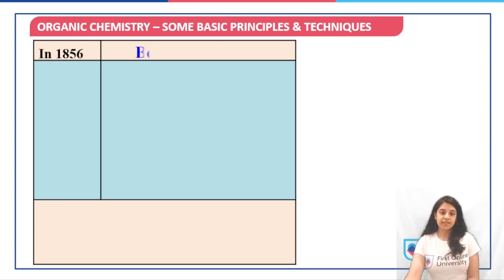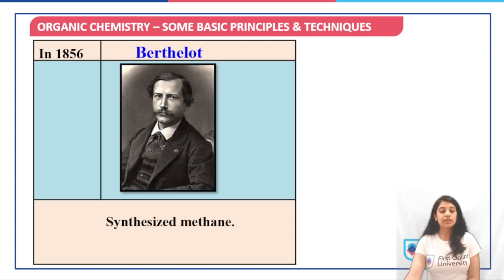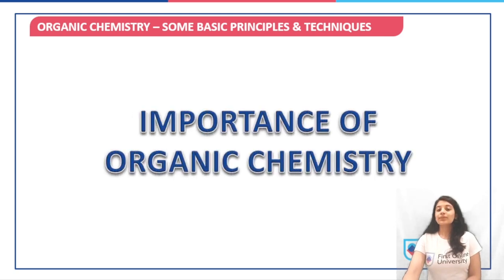Then in 1856, Berthelot was the scientist who synthesized methane gas. Now this was the history of how organic chemistry actually developed, or came into picture, because of the synthesis of certain organic compounds, or of certain compounds that could be classified as organic compounds.